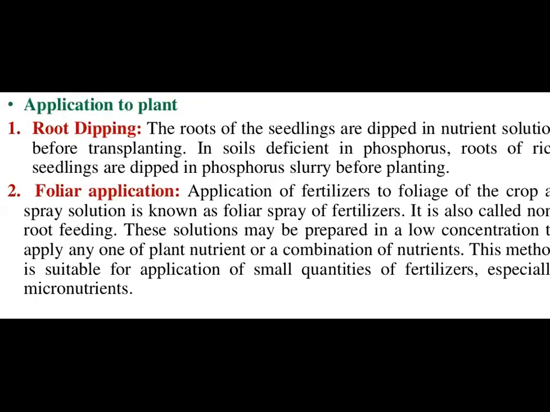Then application to the plant: root dipping and foliar application. Application of fertilizer to the foliage of the crops, or leaves, in the form of a spray solution is known as a foliar spray of fertilizer. If there is a wide deficiency, it can be corrected by foliar application of nutrients.